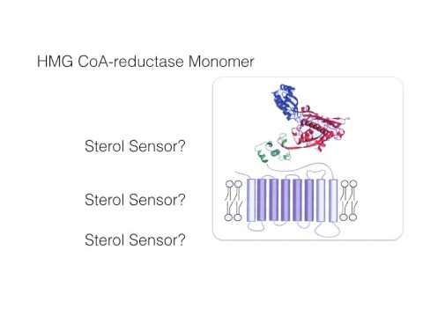Would it be the exterior that's shown in ribbon diagram? Would it be the transmembrane helices that are shown in blue? Or would it be the loops that extend to the interior of the endoplasmic reticulum? Which of these 3 regions do you think is sensitive to cholesterol concentration?